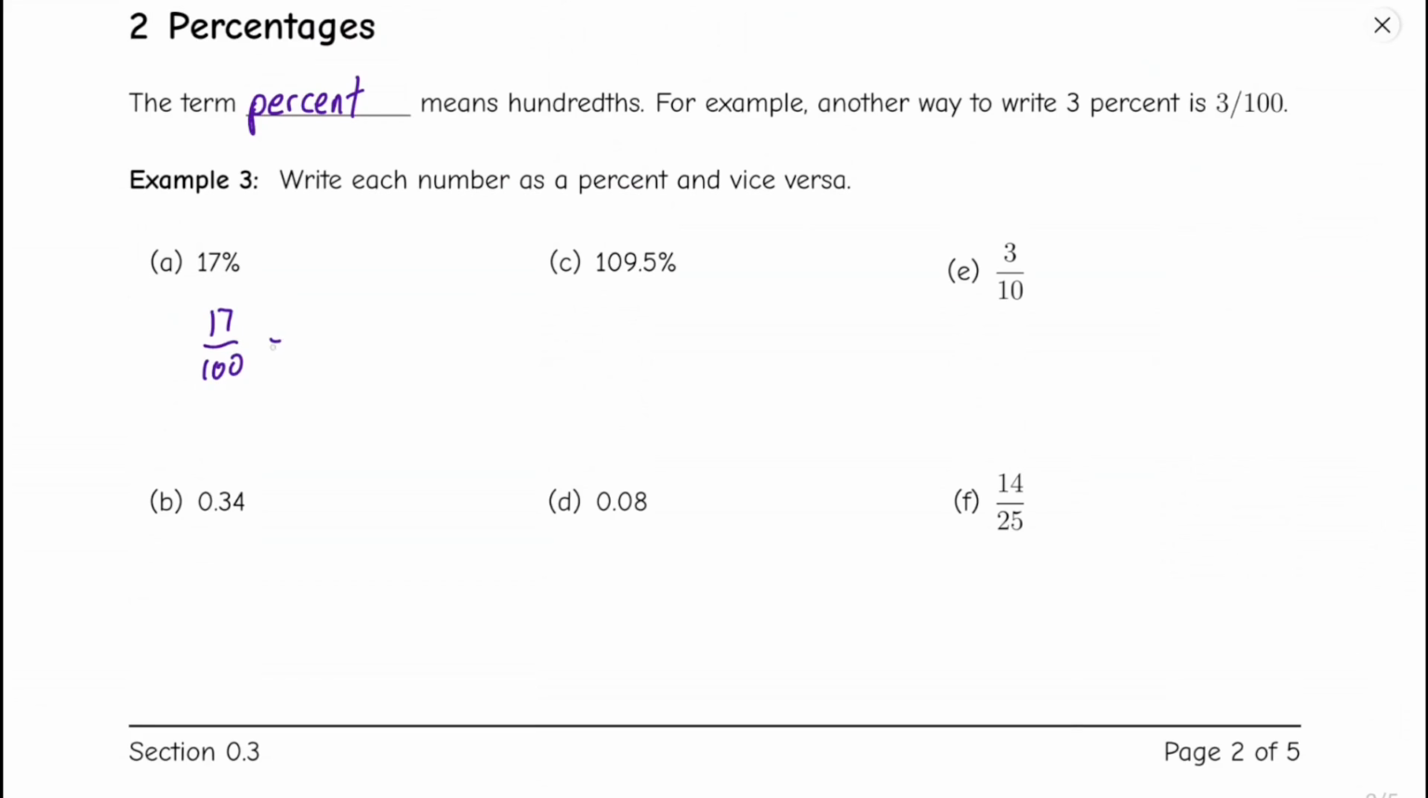Well, that is the same as 0.17 because you move the decimal 2 to the left. 0.34, well, that's 34 hundredths. So that's 34%.